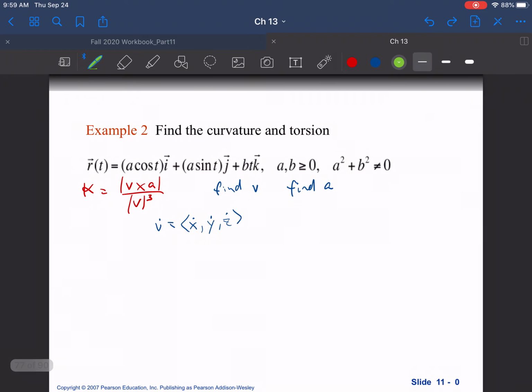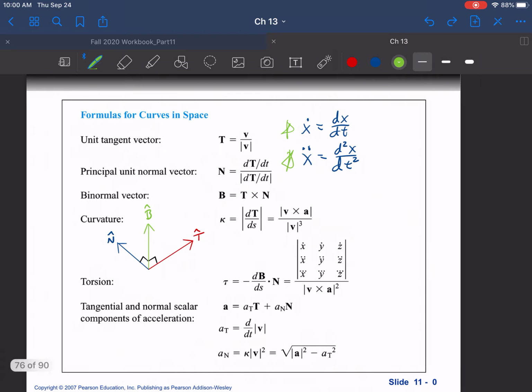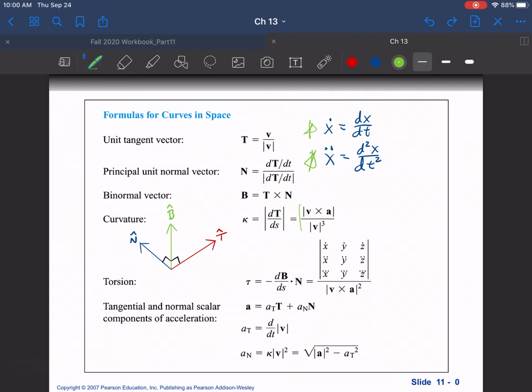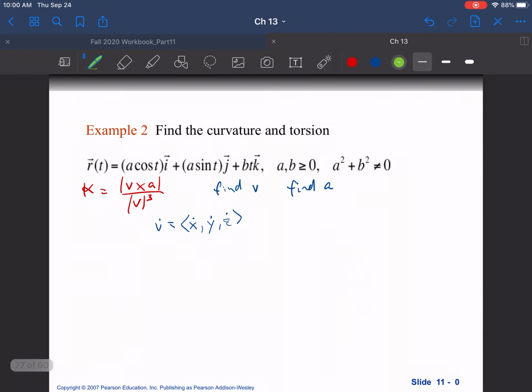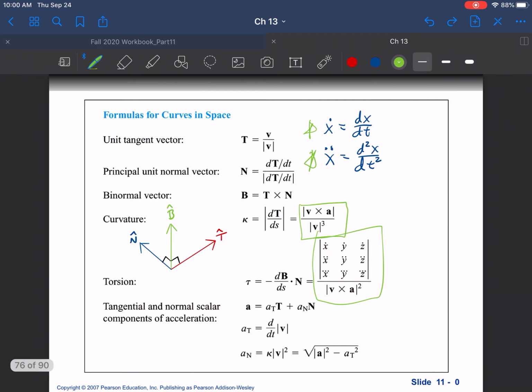Here is an example I want you to work on. Find the curvature and torsion using what's on this page. Find the curvature using that and find the torsion using this. You need to find V, you need to find A, and you need to find those time derivatives, which you should get while you're doing V and A, right? So go ahead and try finding those things. Take your time derivatives, you'll get the time derivatives of the components, and they're the components that make up the matrix you then need to take the determinant of. So it's the determinant of the matrix of the three different time derivatives of your vectors.